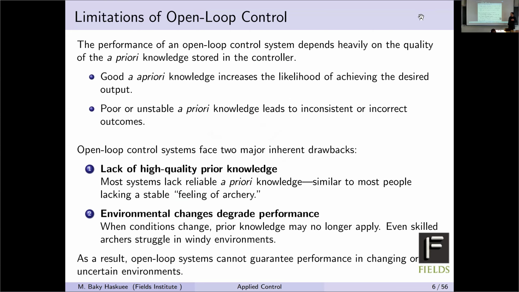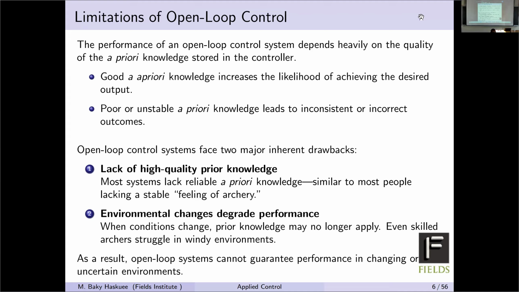As I mentioned, the open loop control system depends on proper and accurate knowledge that we use to set the controller. Any inefficiency or inadequacy in the knowledge will cause the performance to deviate from the target or goal of the system. So the performance of an open loop control system heavily depends on the quality of prior knowledge. Good prior knowledge can result in good performance of the system and increase the likelihood of achieving the desired output. But if the knowledge is poor and unstable, it will cause inconsistent or incorrect outcomes.